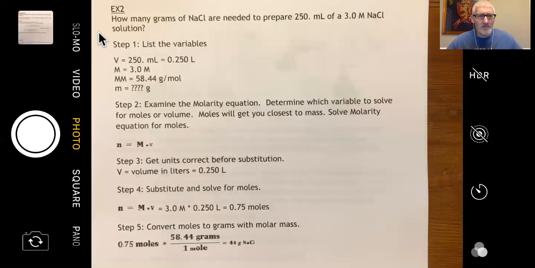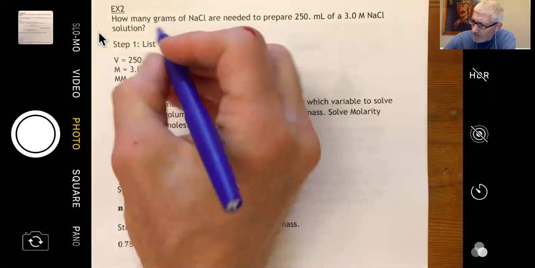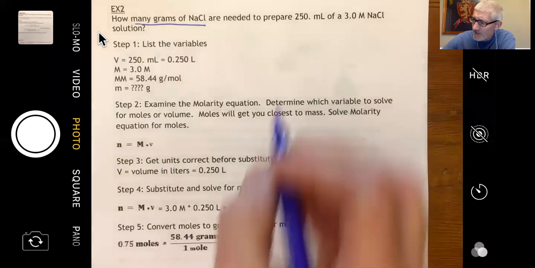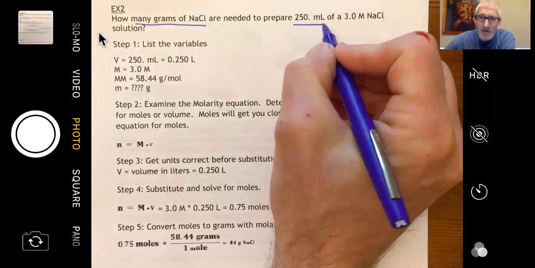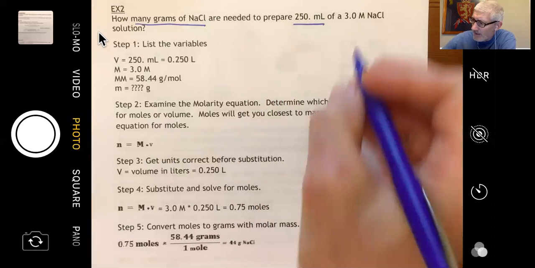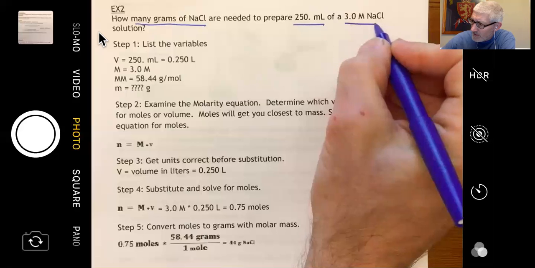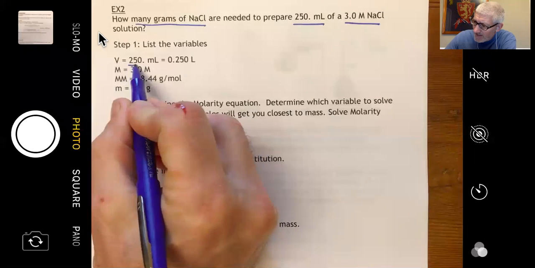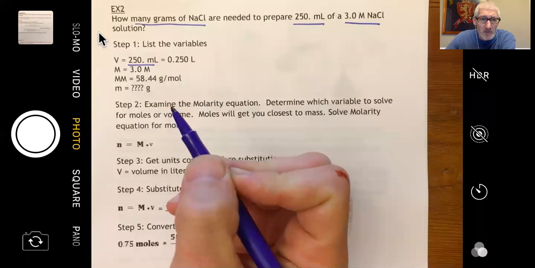Okay. So second example here. How many grams of NaCl are needed to prepare this amount of solution, and it's coming from a 3 molar NaCl solution. So you read the problem and you write down what you know. First step is recognizing that the volume is 250 milliliters.